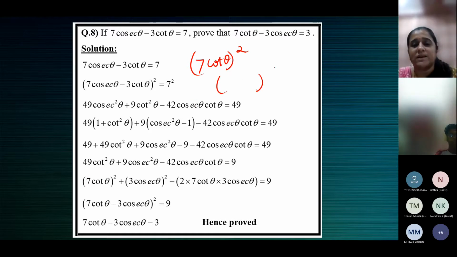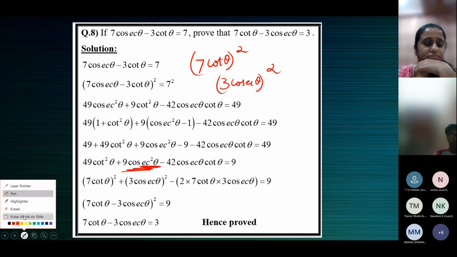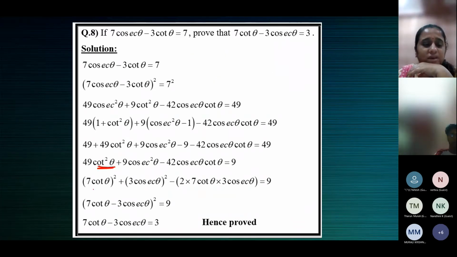Put an empty bracket and square. 9 cosecant square theta. So 3 square is 9, and if you write cosecant theta here, cosecant theta, the whole square is cosecant square theta. So this is a square, a the whole square, this is b square. So you can see b the whole square and minus 2ab, minus 2 into this is a, and this is b is equal to 9.